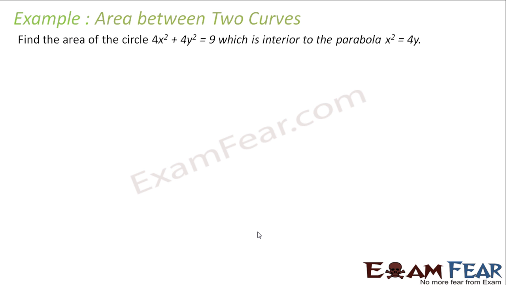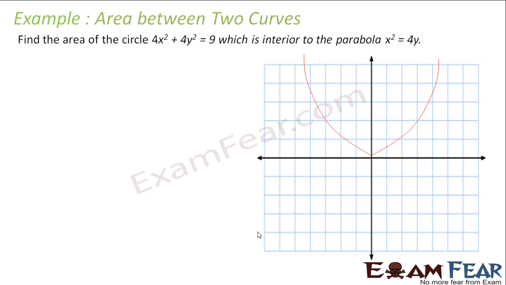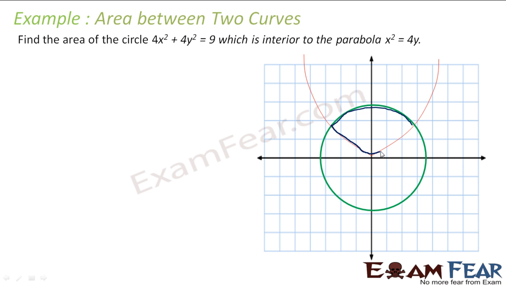We'll take an example. We have to find the area between the circle which is interior to this parabola. So I have this parabola and I have this circle. I have to find the common area between this circle and this parabola. That means I'm talking about this area. The area in blue is the common area. This is the only common area between these two curves.